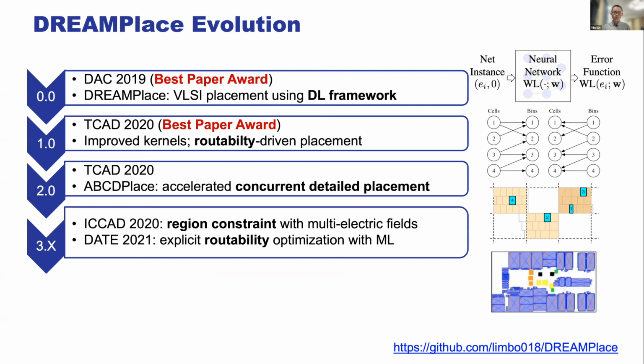Starting from version 3.0, we support a region constraint using a multi-electrostatic based algorithm, which can improve the compatibility and the applicability of DREAMPlace to more sophisticated designs. We further explicitly optimize routability by incorporating machine learning models into the placement objective.